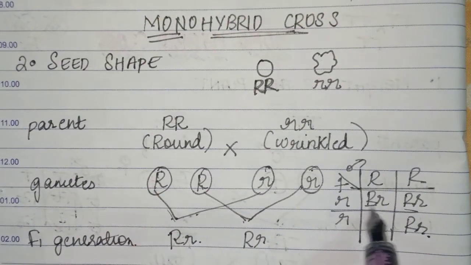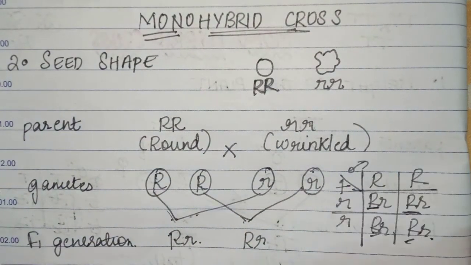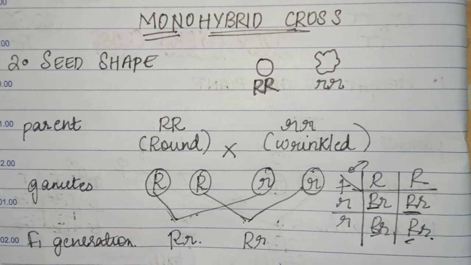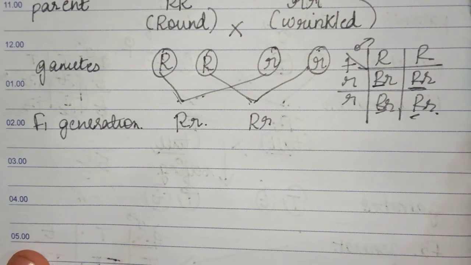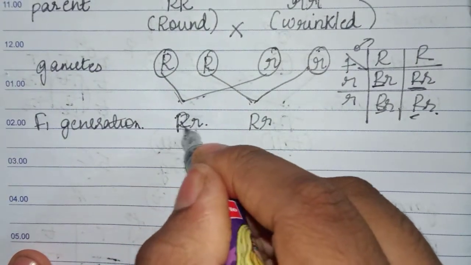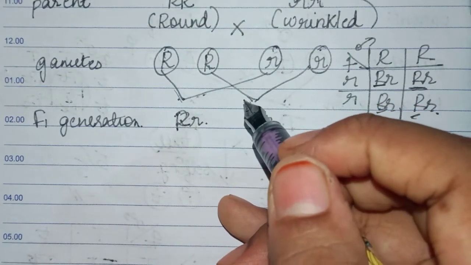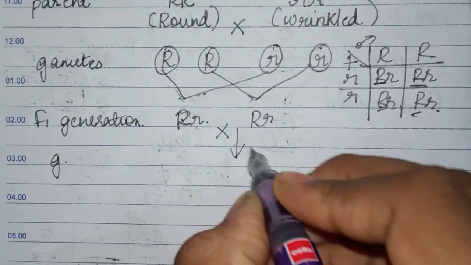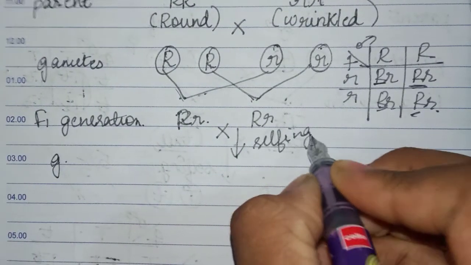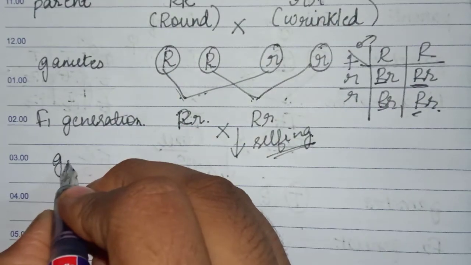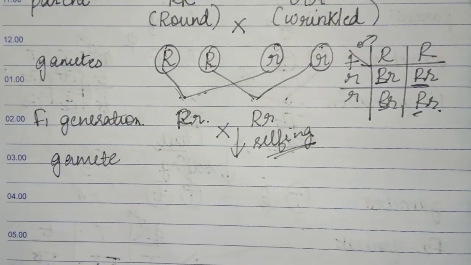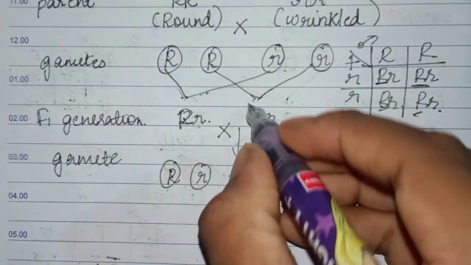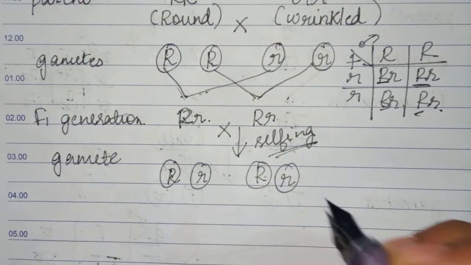As capital R is there in everything, all the kids in the F1 generation are round ones. So you can tell the round gene is the dominant gene here. Then how will you take the gametes here? When you try selfing, you'll write it as selfing. For performing self-pollination, there should be separation of gametes. So the gametes are capital R, small r, capital R, small r.